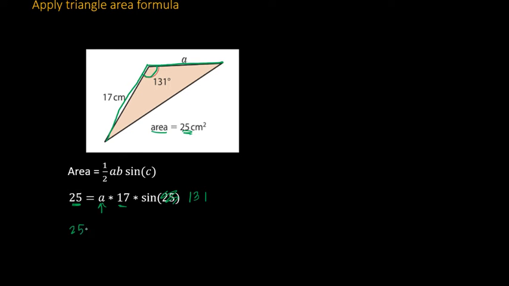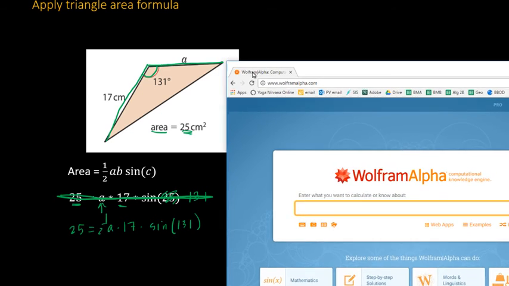So I would rewrite this 25 equals 1/2, sorry, obviously errors happening on this slide. So 25 equals 1/2 A times 17 times sine of 131. And in fact, since I have this glitch anyway, why don't I pull up a calculator and we'll just solve this one together. So one web-based calculator that I like to use is called Wolfram Alpha.